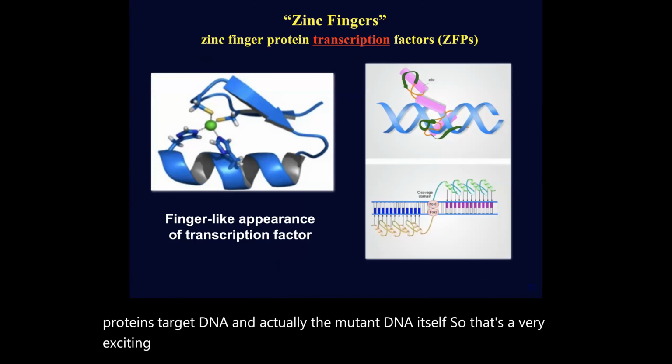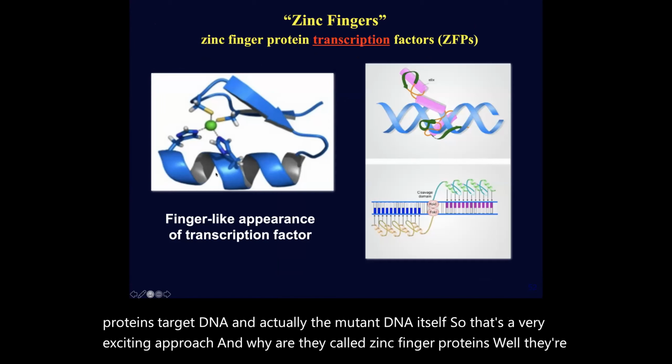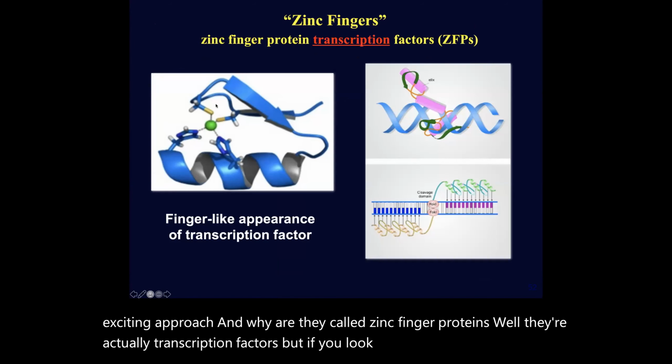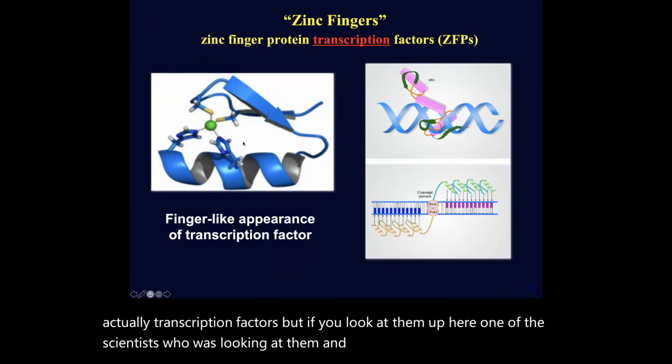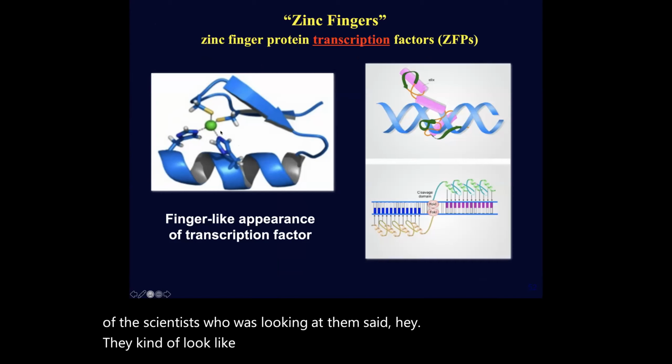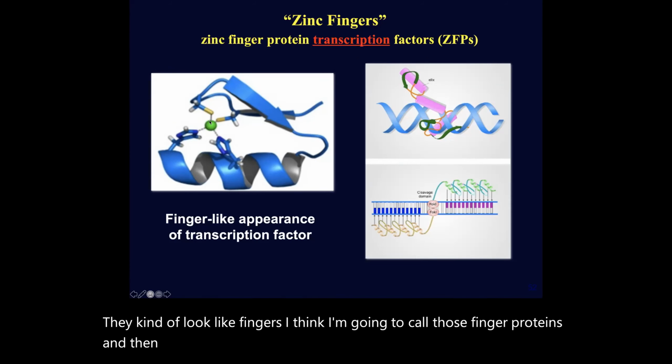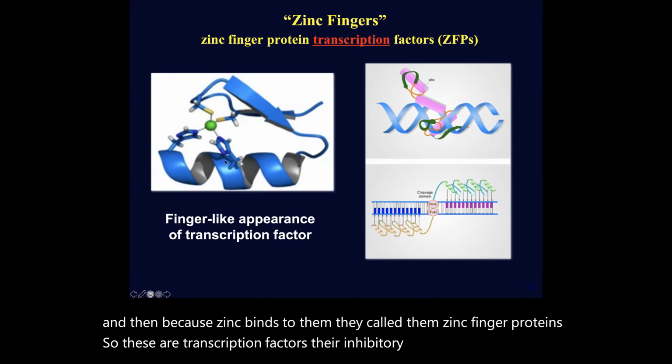And why are they called zinc finger proteins? Well, they're actually transcription factors. But if you look at them up here, one of the scientists who was looking at them said, hey, you know, they kind of look like fingers, I think. I'm going to call those finger proteins. And then because zinc binds to them, they called them zinc finger proteins. So these are transcription factors. They're inhibitory transcription factors.